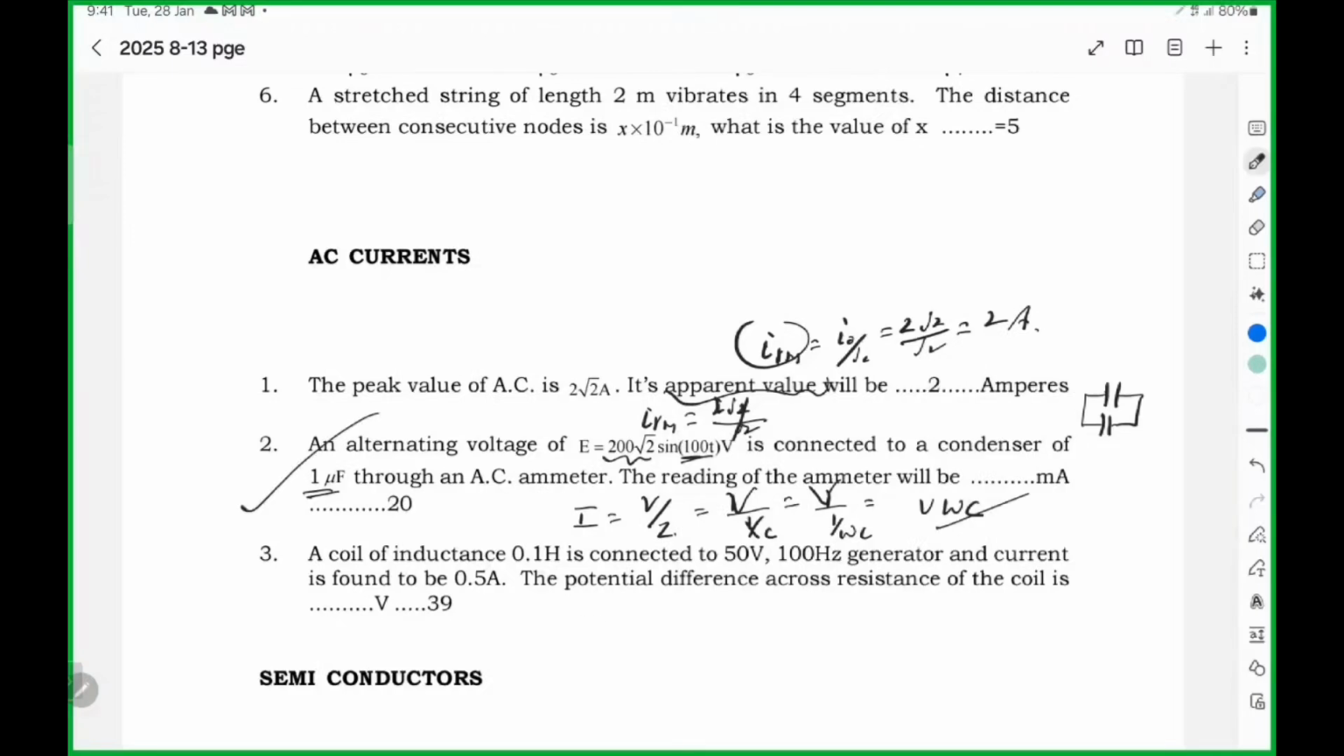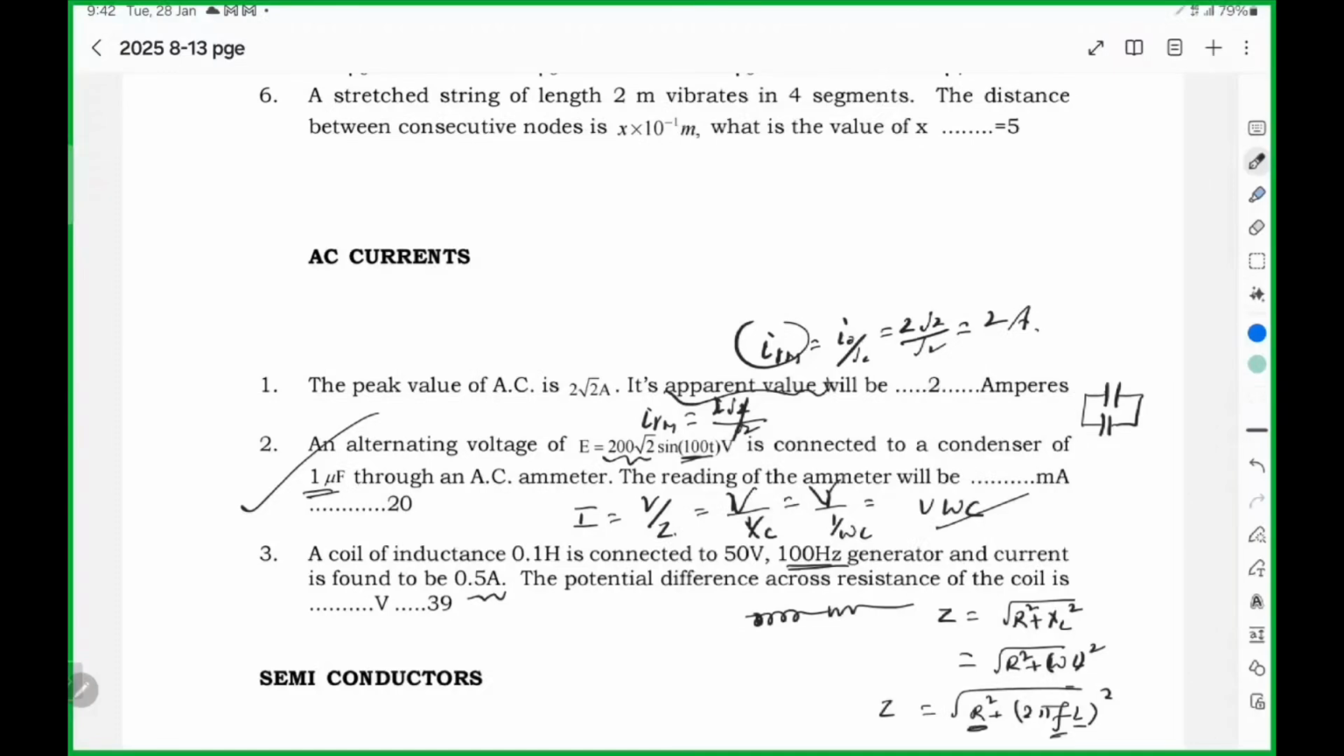Here a coil is connected to a generator and the current is found to be this. The potential difference across the... so it is an LR circuit. Impedance will be calculated by using R square plus XL square, that is R square plus (omega L) square. L is given, and frequency is also given, so you can calculate (2 pi f L) whole square. F is given, L is given. So resistance we have to calculate.